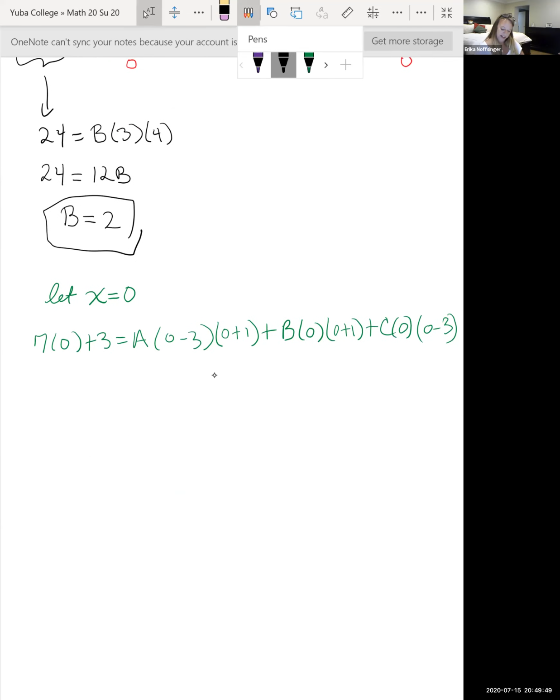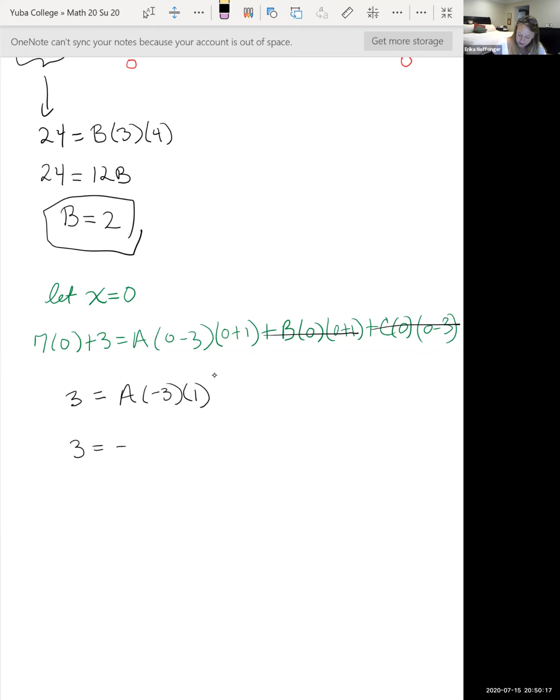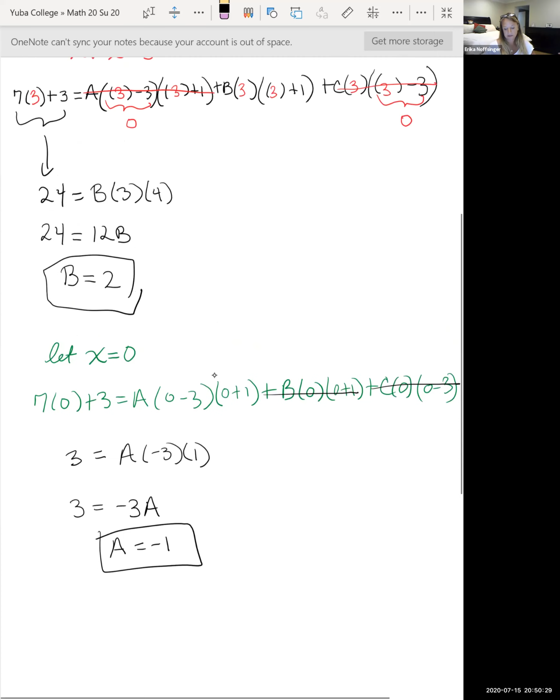The whole point of that, again, was so that things would cancel out. We chose x equals 0, so this 0 times 1 times b goes away. And this 0 times c times negative 3 goes away. So we're left with the left-hand side, 7 times 0 plus 3 is 3, equals a times negative 3 times 1. So 3 equals negative 3a. Divide both sides by negative 3, we get a is negative 1, which was what we got doing it the other method.